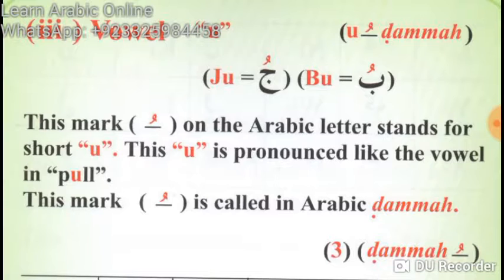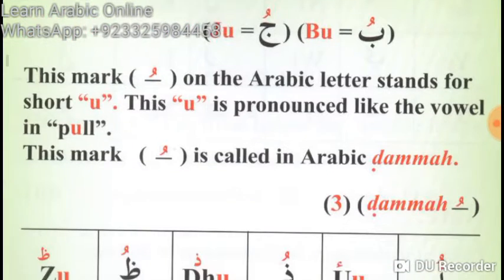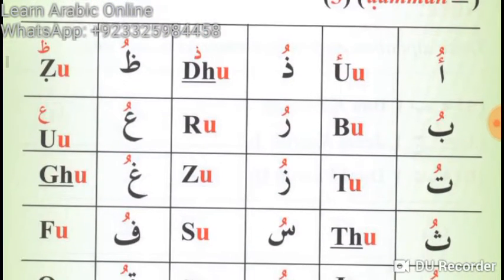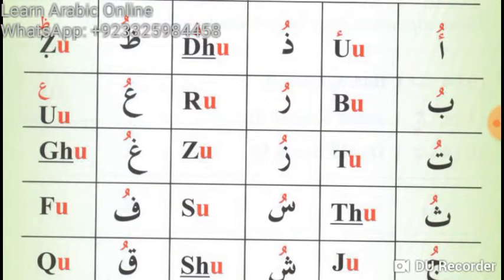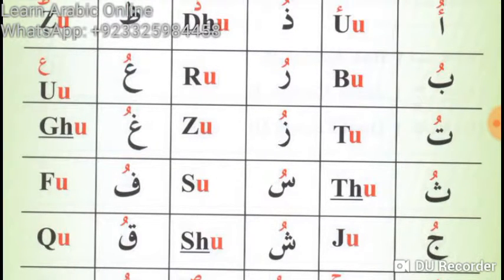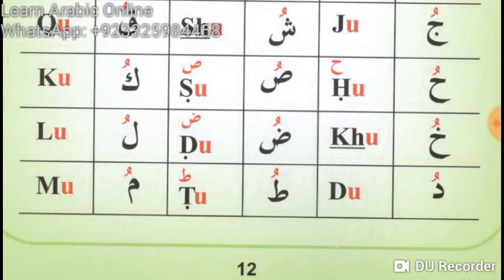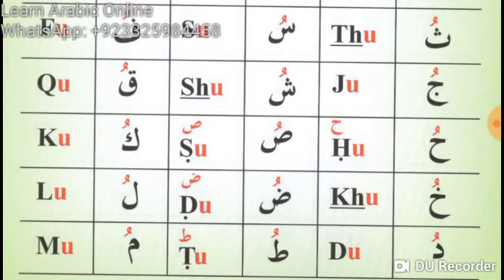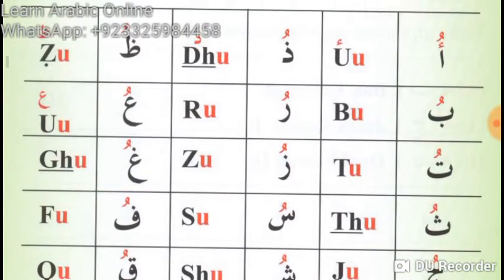Okay, so this is the third and last short vowel of Arabic. It is called dhamma, and it is also written on the alphabets. So Alif Hamza dhamma U, ba dhamma Bu, ta dhamma Tu, tha dhamma Thu, jim dhamma Ju, ha dhamma Hu, kha dhamma Khu, dal dhamma Du. So start reading it.